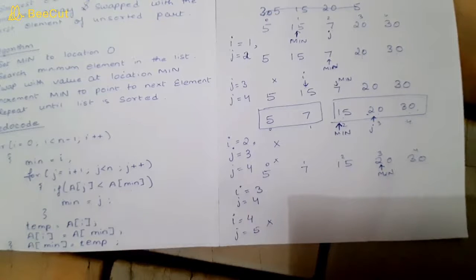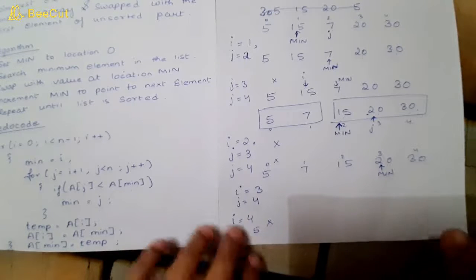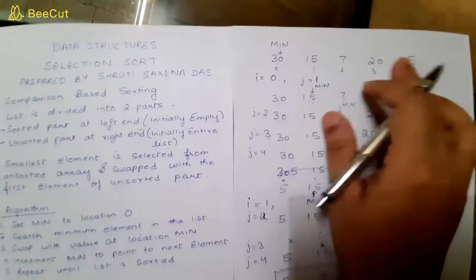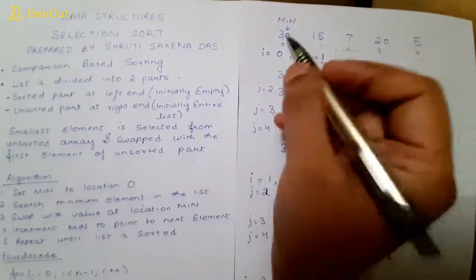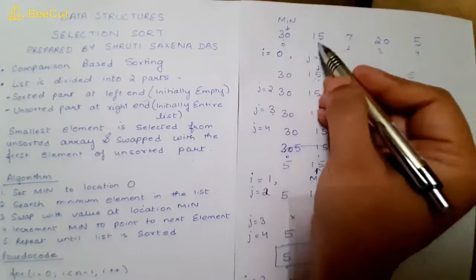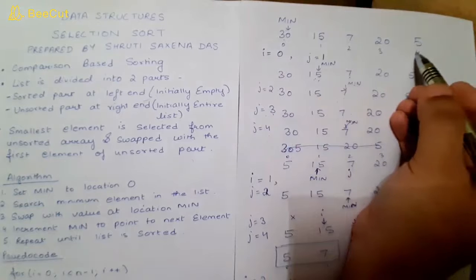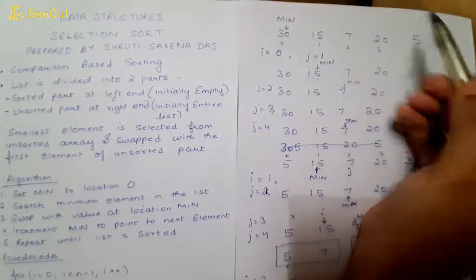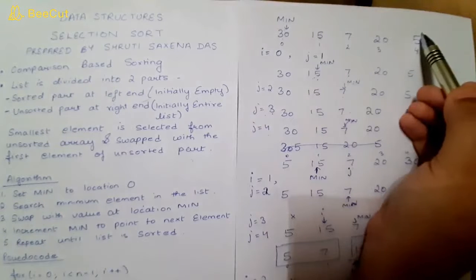So the basic concept of selection sort is that you need to find out the minimum element and replace it with the first element of the unsorted list. Fine. So these are the elements which are given. The full list is unsorted. Now you first need to initialize min to the first element. For the rest of the elements, you are going to find the minimum element. When you get the minimum element, you need to swap it. 5 will come here, 30 will come here.